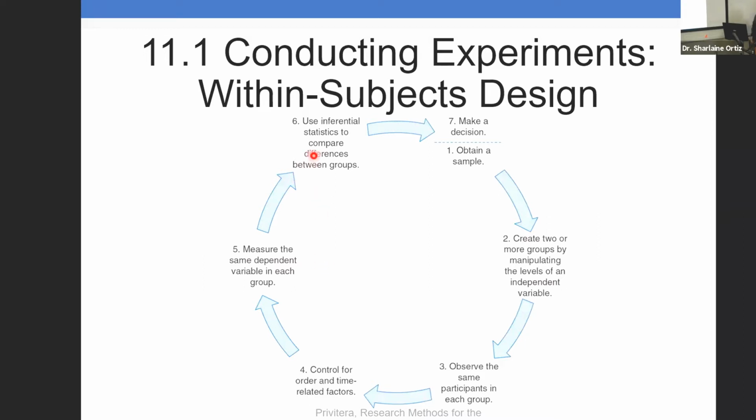Now, one of the last things that we're going to do with your within subjects is step 6. And here, what we're trying to do is use inferential statistics. We're going to compare the differences that we have observed. And lastly, the last step that we would consider is making a decision as to what can be indeed inferred from our data. What can we actually do with that inference that we have come across?